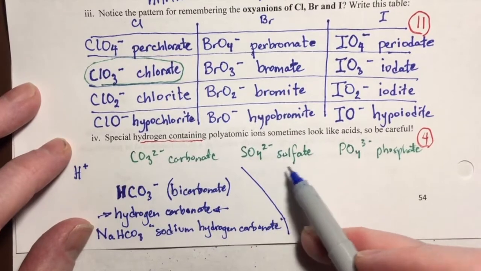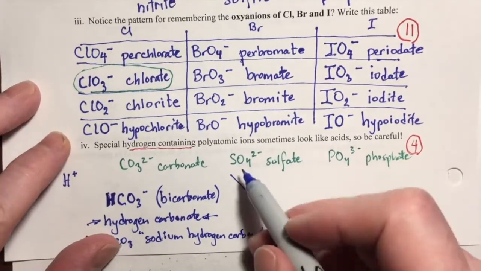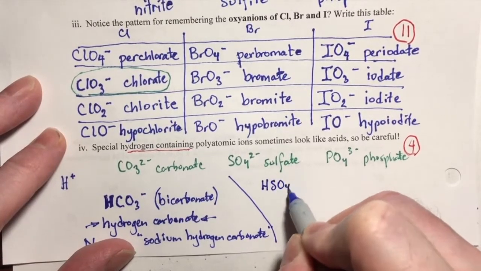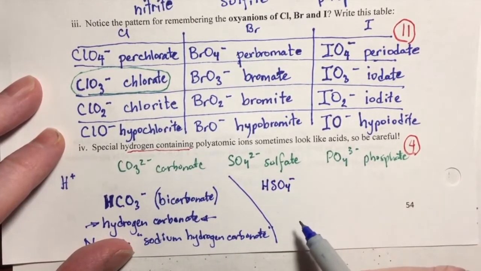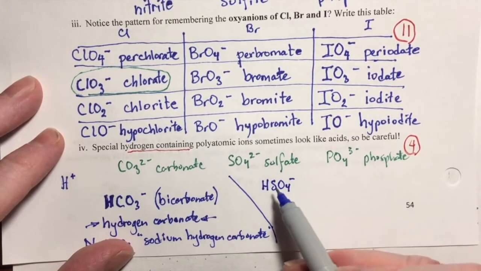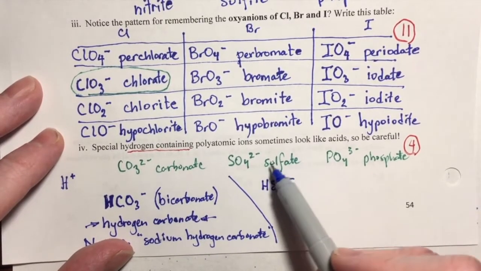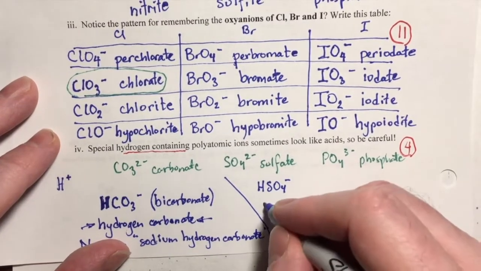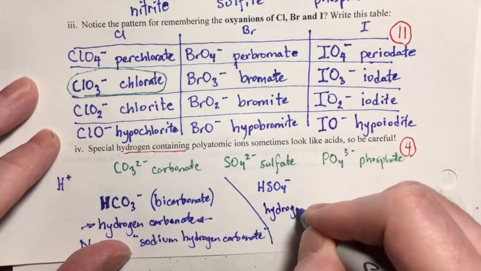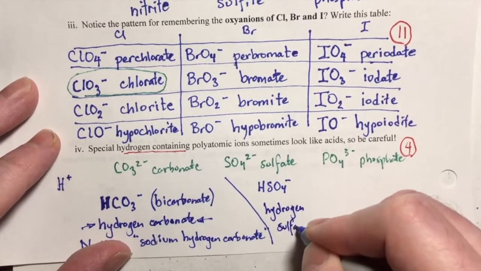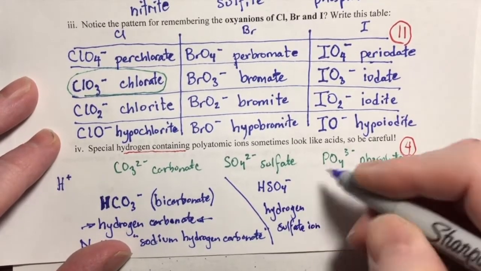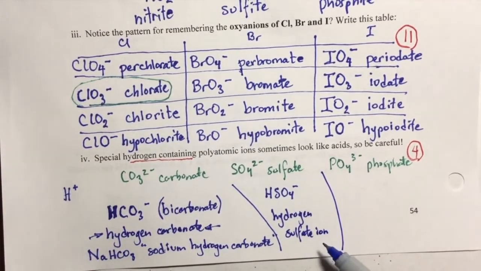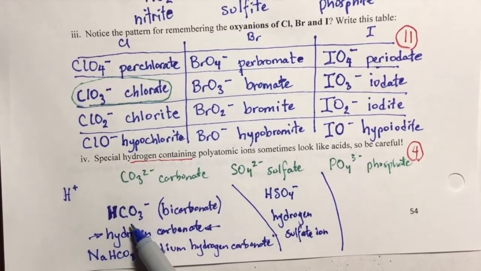We're going to do the same thing for sulfate. So sulfate, if I add a hydrogen here, it becomes HSO4 with a single minus charge, right? And what are we going to call it? It used to be a sulfate. Now it has a hydrogen in it, so it's a hydrogen sulfate. Okay, this is the hydrogen sulfate ion. This is the hydrogen carbonate ion.